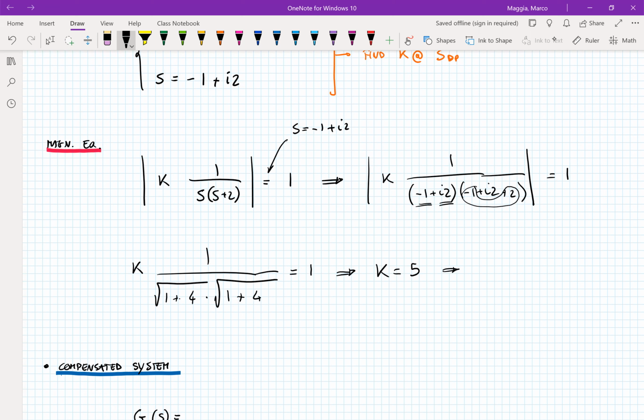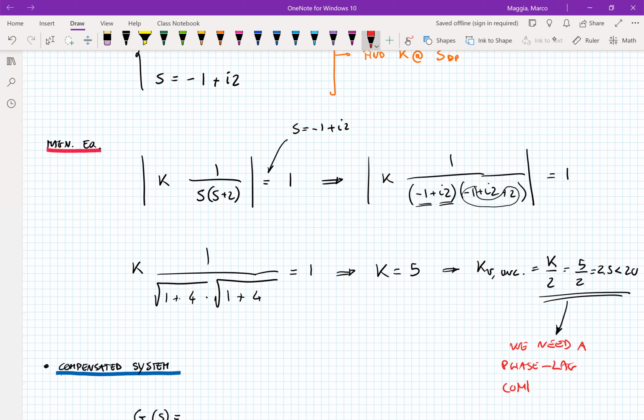So for the uncompensated system, the velocity constant, since that was equal to k over 2, is 5 over 2, which is 2.5, which is definitely less than 20. So for the dominant poles that we are requested to have, we are not meeting the requirement in terms of velocity constant. Therefore, we do need a phase lag compensator.